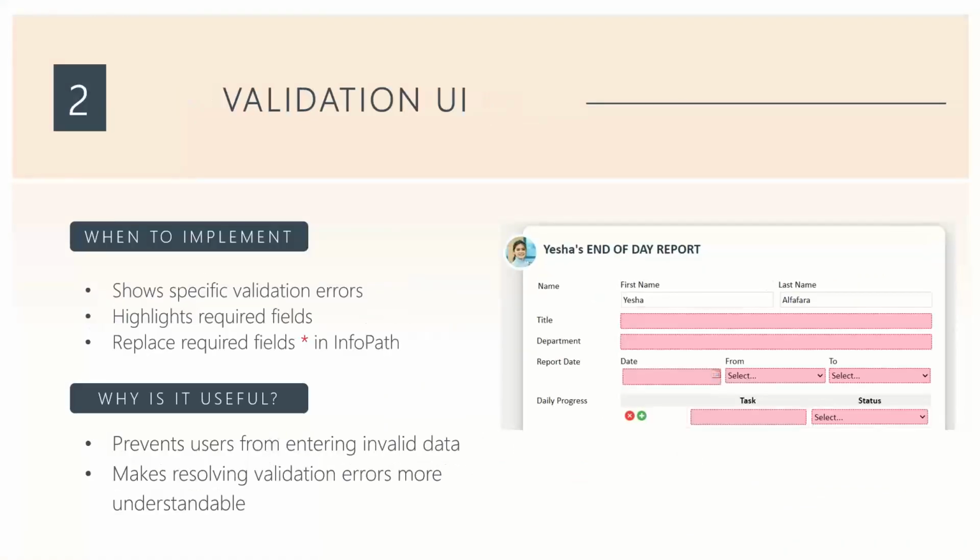The next feature that we will show you is the validation UI. This highlights the validation errors and displays their details. So why is this useful? The validation UI prevents users from entering invalid data and makes it understandable to users when an error has been encountered or when a form is not submitting. So let me show you a quick demo on what it looks like.